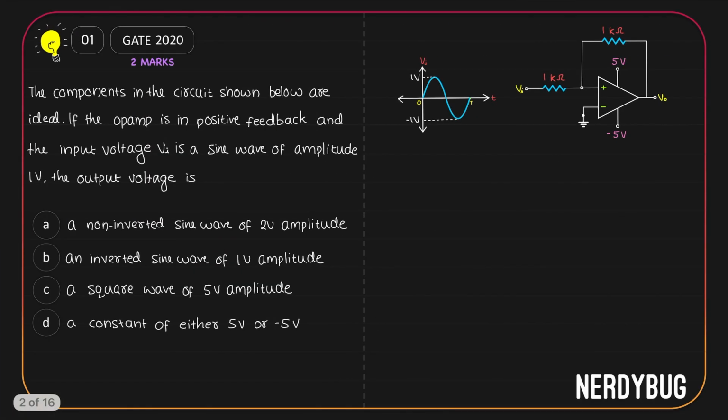Here is our first problem. The components in the circuit shown below are ideal. The OpAmp has positive feedback and the input voltage Vi is a sine wave of amplitude 1 volt. What we have to find out is if the output voltage is a non-inverted sine wave of 2 volt amplitude, or an inverted sine wave of 1 volt amplitude, or a square wave of 5 volt amplitude, or a constant of either 5 volt or minus 5 volt.